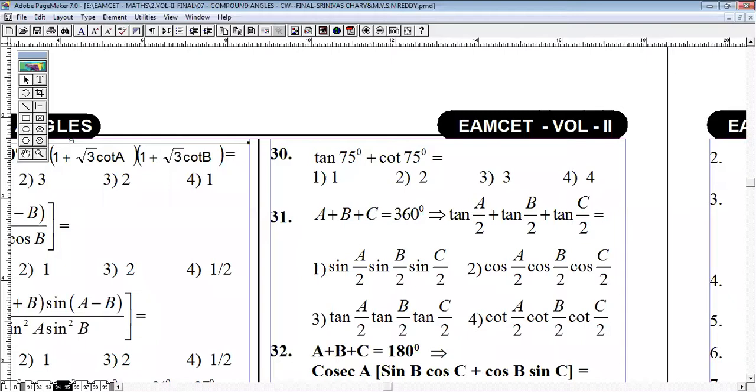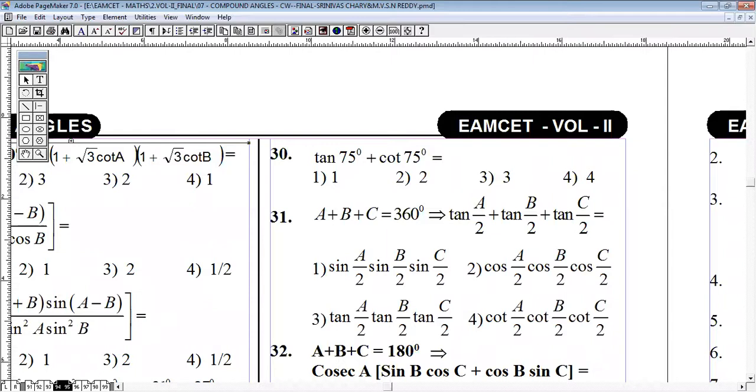Now look at the 31st problem. A plus B plus C is 360 degree. We need the value of tan A by 2 plus tan B by 2 plus tan C by 2. Here the angles are A by 2, B by 2, C by 2. If you divide by 2, then A by 2 plus B by 2 plus C by 2 is equal to 180, right?